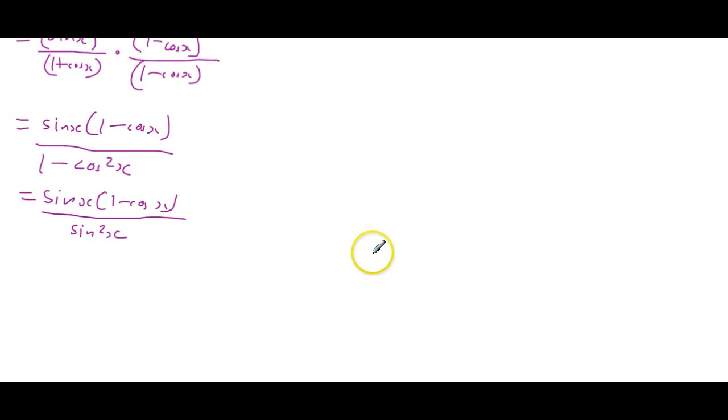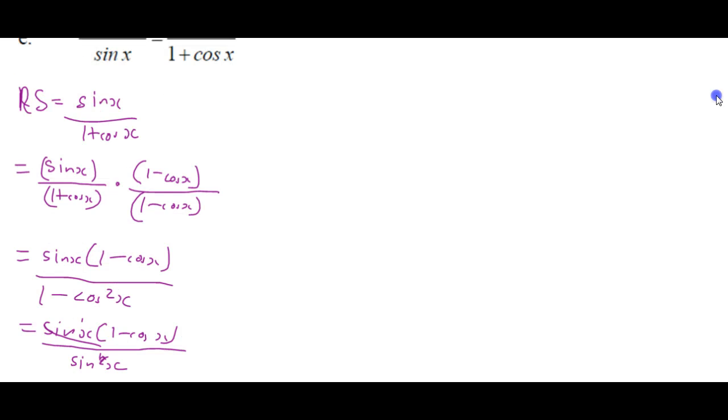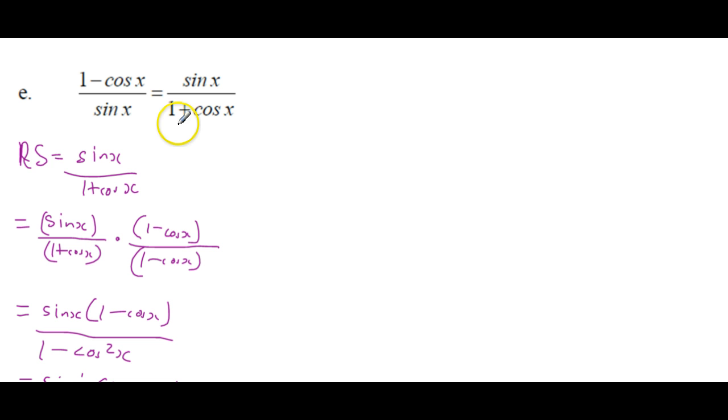Drag this down a bit. What happens? This sine squared takes out the square. Sorry, this sine cancels, right? And that's a 1, and that's a 1. We end up with 1 minus cos x over sine x, which is the left-hand side. Hooray! And what can't we have? We cannot have sine be 0.